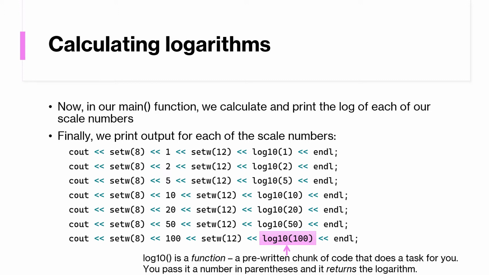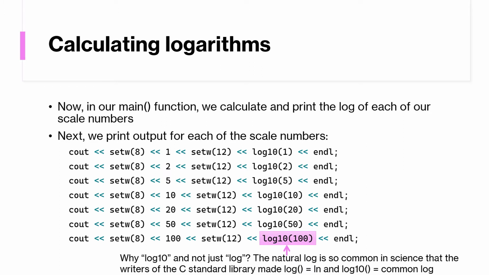Now log10 is a function. That's a pre-written chunk of code that does a task for you. Functions typically take a number in parentheses. Sometimes they take several parameters in parentheses. We'll study functions in more detail later. And a mathematical function at least is going to take a number in parentheses and it's going to return a calculated value. So essentially, that little chunk of code is going to be replaced by the log base 10 of 100.